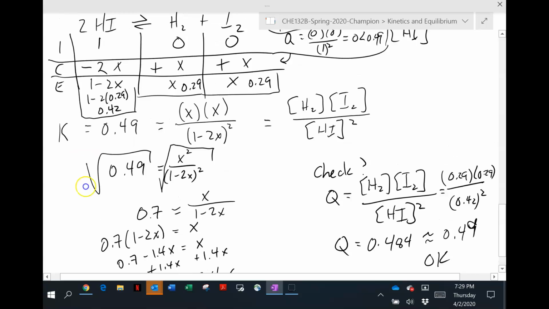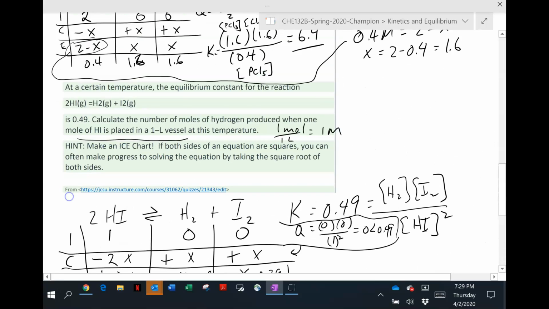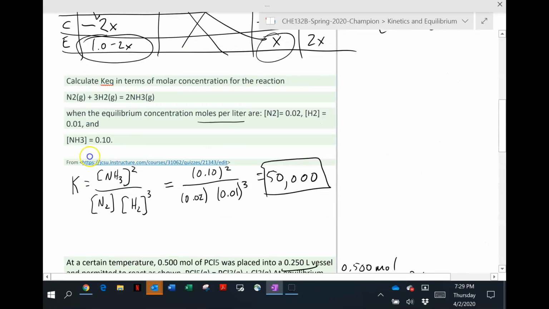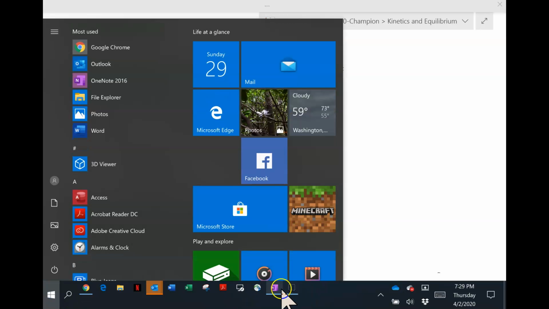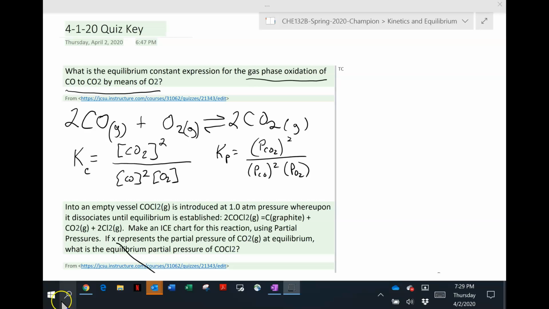So again, that's some basic equilibrium problem solving skills there. It was a good exercise for you, so you might want to review those before we have our exam.